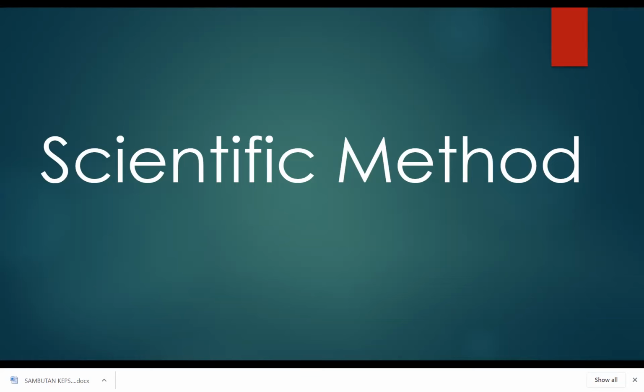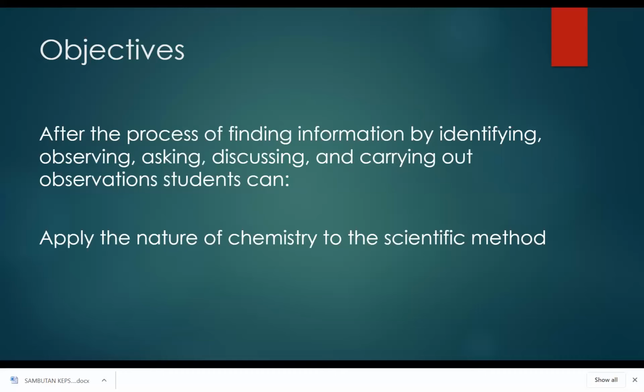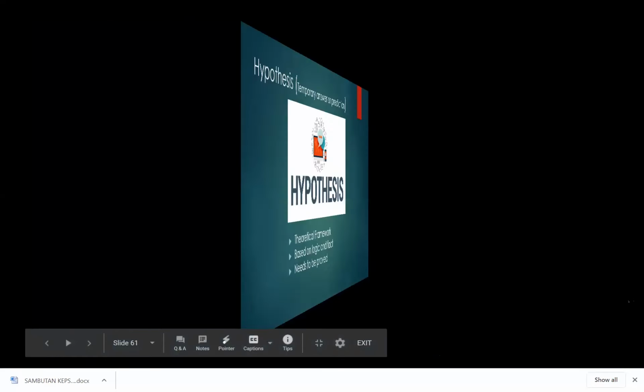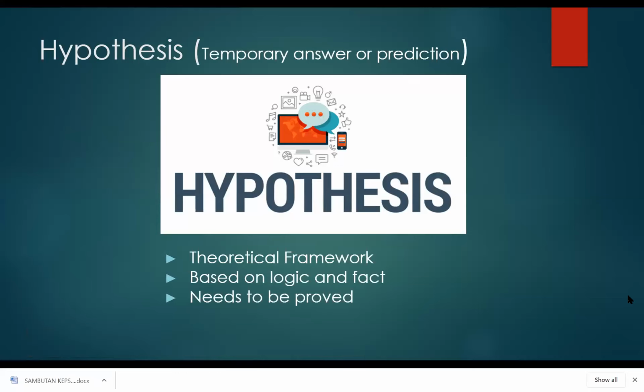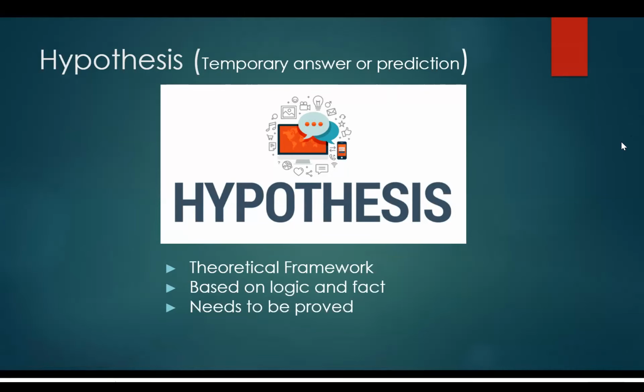In the second part of the lesson, we are also going to see another thing still related with the scientific method. Our objective for today's lesson is applying the nature of chemistry to the scientific method. Still our topic is scientific method. This is just a review of what we learned last week. We learned about hypothesis. We learned about the steps in doing scientific method, isn't it? Somebody is writing in the chat. Okay, if you have a problem with connection, you can turn off your camera.